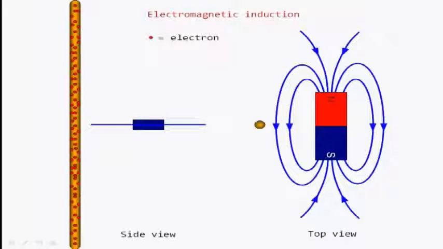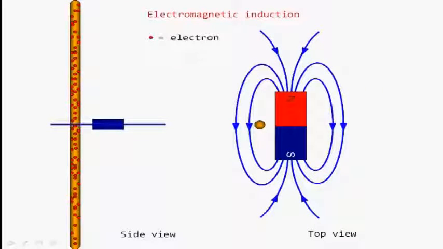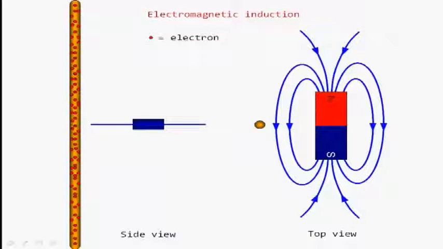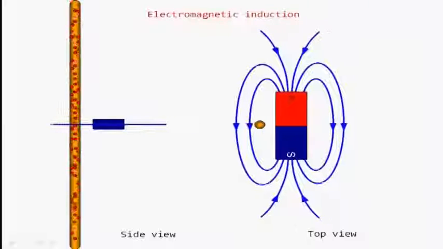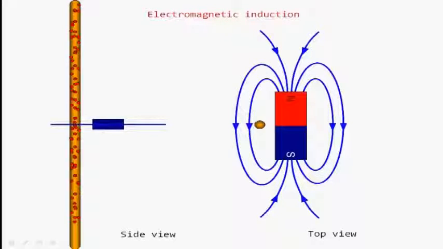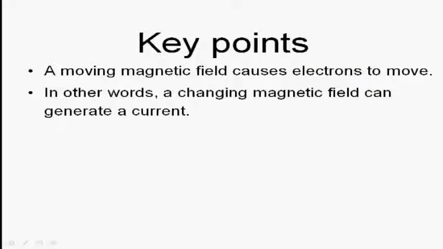The principle of induction involves moving a magnetic field past a conductor. In this view, as we move the magnet through the wire, some electrons move. We move the magnet the other way, and the electrons move in the opposite direction. The key thing is, if I move the magnet faster, more electrons move. So the faster I move the magnet, the greater the current flow. But key to this is that it's a moving magnetic field that causes the electrons to move. In other words, a changing magnetic field generates a current.